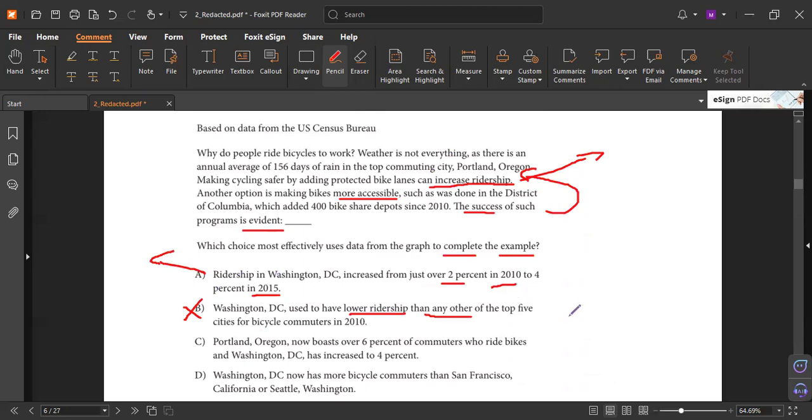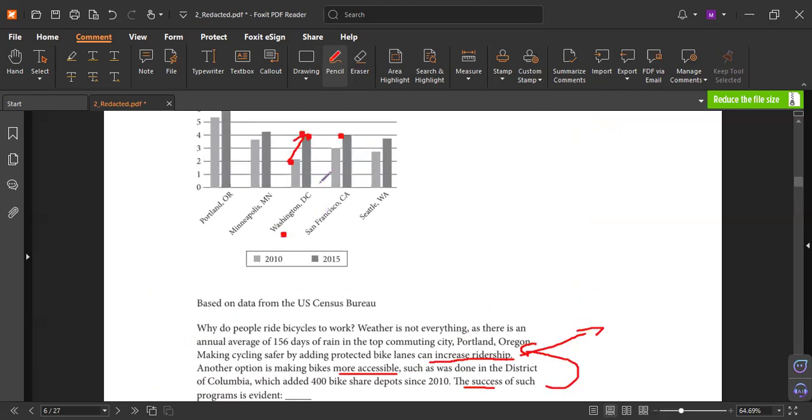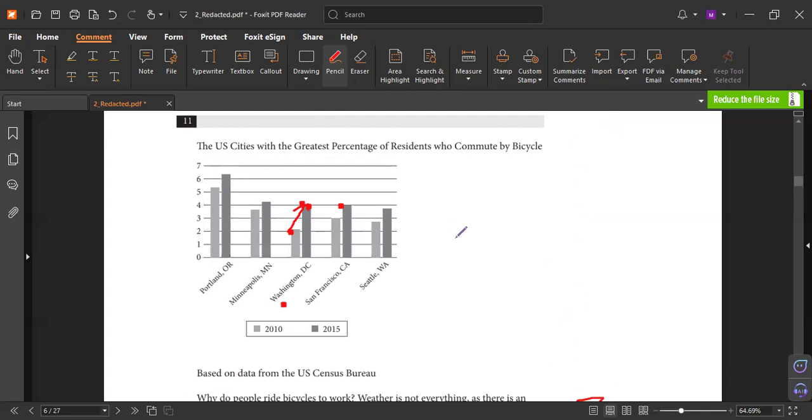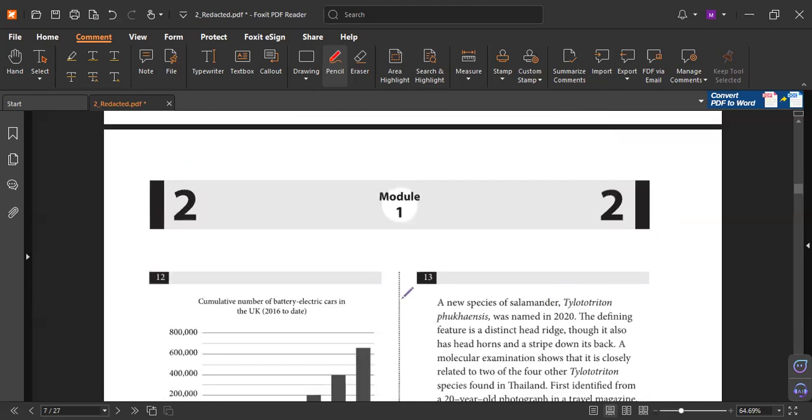That's why. Let's go for letter C. All of these now boast over. Ride bikes has increased before, but we don't have this, so it does not support the point here. We're not talking about who boasts or not, so letter C does not support the text. You catch it? The success of the program is not about the number of commuters, but we're talking about the number of bikes. See that? That's why letter A is supported. That is great. Let's jump to the next.